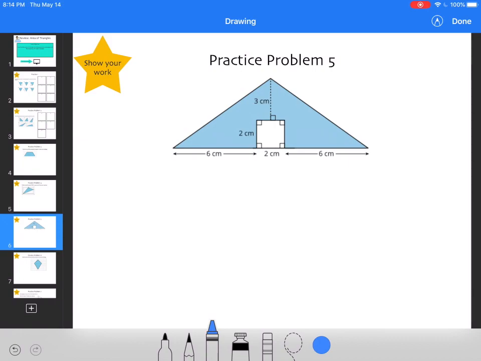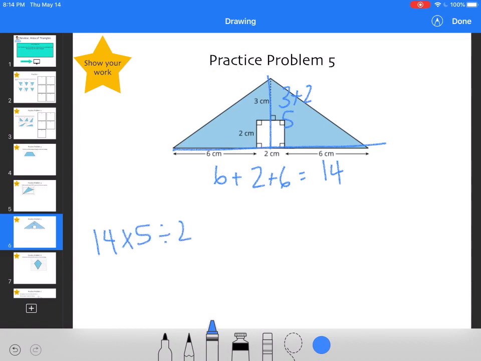So the base of my triangle is going to be 6 plus 2 plus 6, because I've got to get the whole base of the triangle. So that's going to give me a base of 14. And then the height is going to be 3 plus 2, so the height is 5. So I'm doing 14 times 5 divided by 2 because it's a triangle. So I get 35 centimeters squared to work with.